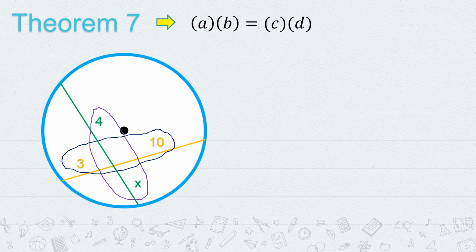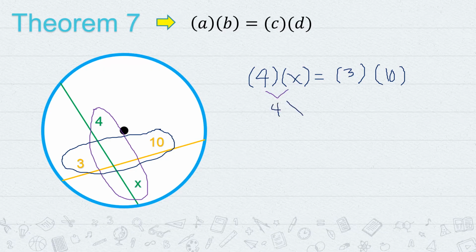For the solution, we just simply write 4 times X. We may again immediately write the answer there, but I just simply want to show a detailed solution, is equal to 3 times 10. So we do have 3 times 10. You may choose any of this to come first, whether 3 times 10 equals 4 times X or vice versa. Then we further simplify. 4 times X gives us 4X, equals 3 times 10, that gives us 30.